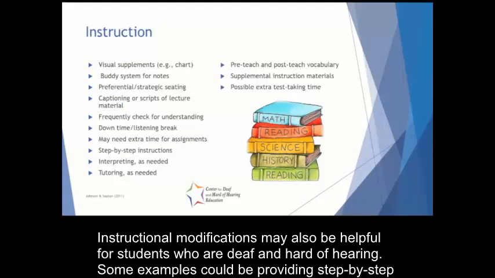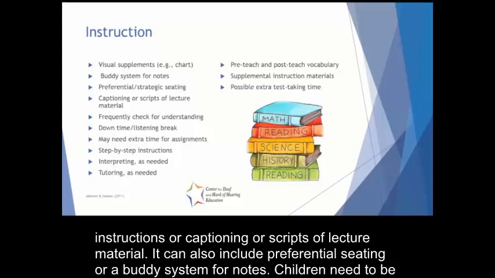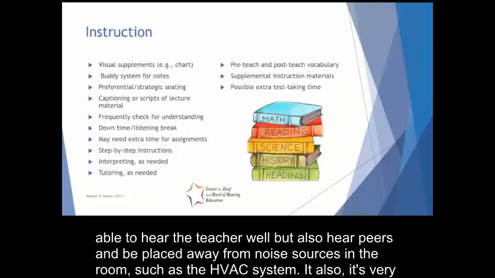Instructional modifications may also be helpful for students who are deaf and hard of hearing. Some examples could be providing step-by-step instructions or captioning or scripts of lecture material. It can also include preferential seating or a buddy system for notes. Children need to be able to hear the teacher well, but also hear peers and be placed away from noise sources in the room, such as the HVAC system.